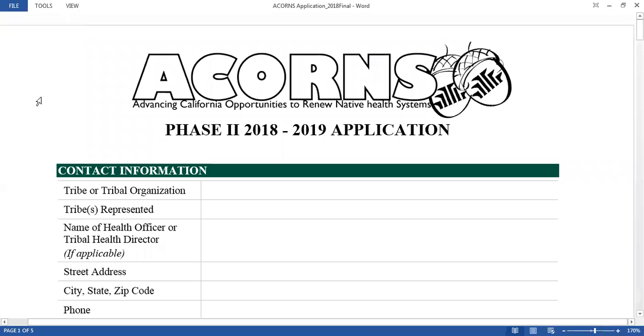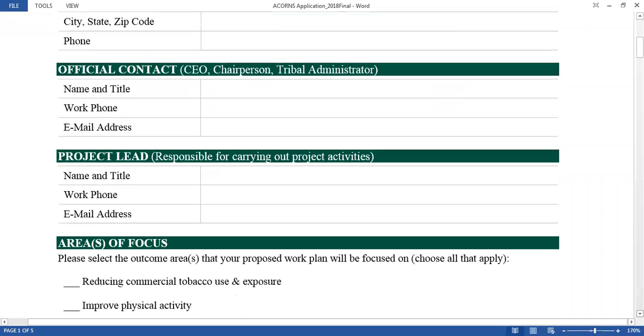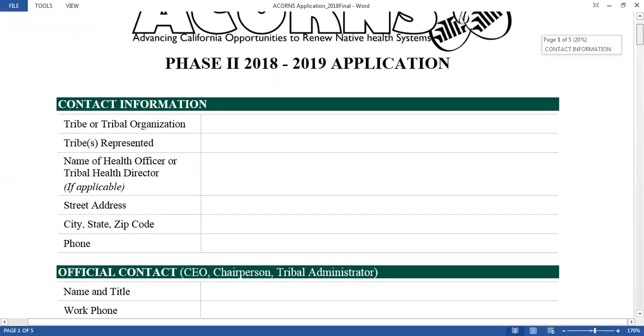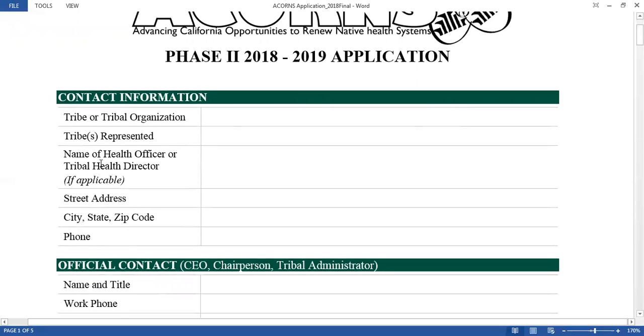So you'll start with contact information. This is where you'll insert the tribe or the tribal organization that is applying, the contact information for your organization, what are the tribes that you represent, and the name of the CEO, chairperson, or health officer, or tribal health director, if applicable.